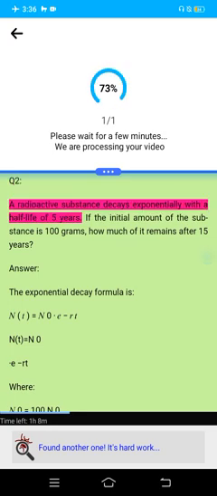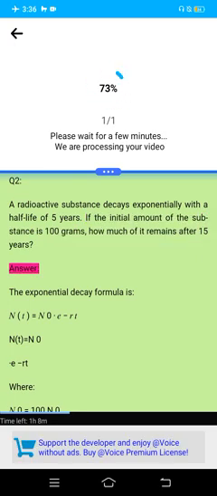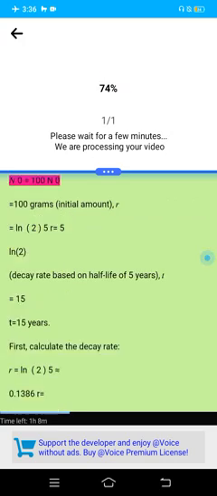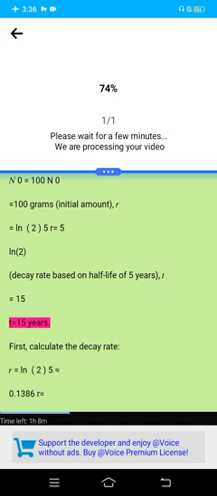Q2. A radioactive substance decays exponentially with a half-life of 5 years. If the initial amount of the substance is 100 grams, how much of it remains after 15 years? Answer: the exponential decay formula is Nt = N0 · e^(-rt), where N0 = 100 grams is the initial amount, r = ln2/5 is the decay rate based on a half-life of 5 years, and t = 15 years. First, calculate the decay rate.